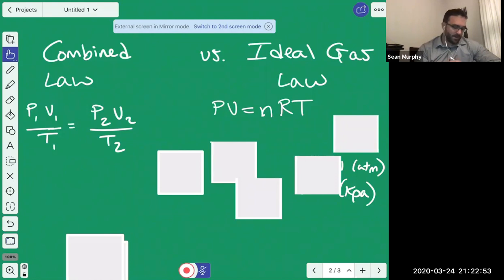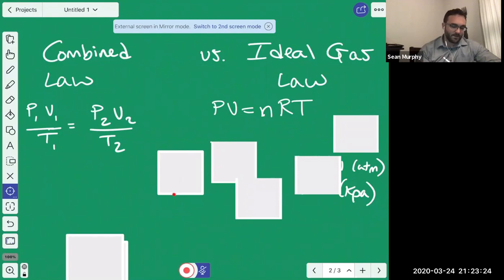So we already have P for pressure, V for volume, and T for temperature. Can anybody remember what unit temperature has to be in? Definitely has to be in kelvins. And then the last two are the letters N and R. So without further ado, let's see what's behind door number one.